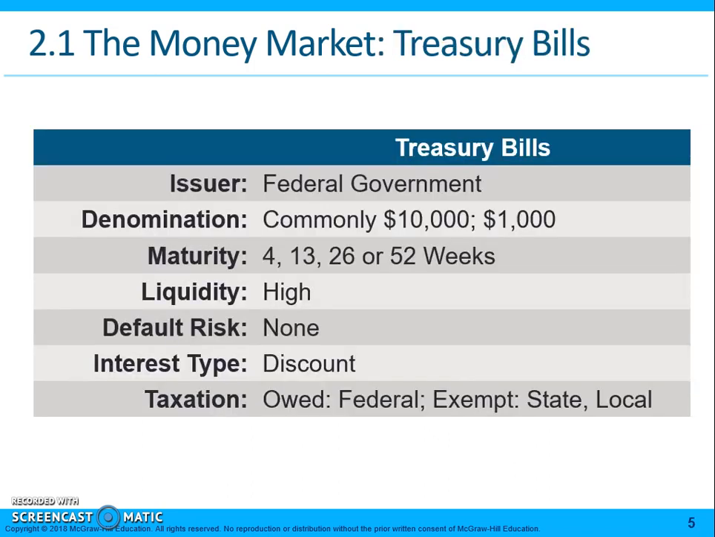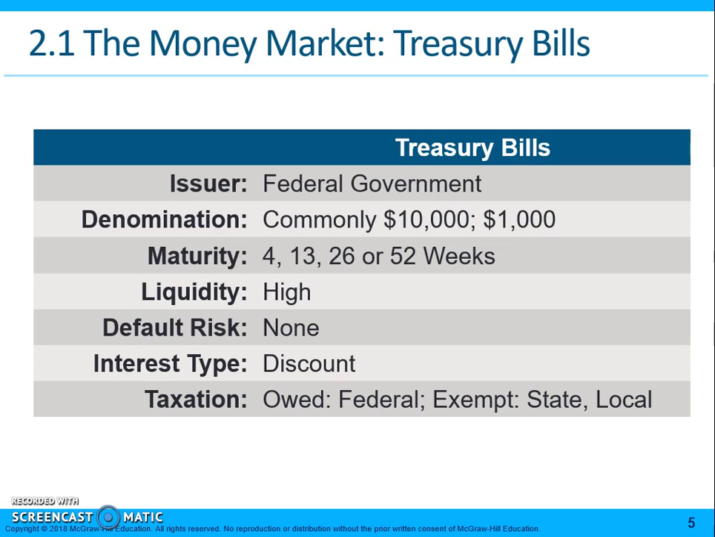Treasury bills are issued by the U.S. government. Denominations are commonly $10,000 with increments of $1,000. Maturities can be 4, 13, 26, or 52 weeks. Again, liquidity is very, very high. The cost of trading Treasury bills is very, very low. You can trade them with a dealer at a very low cost. You can also buy and sell them on treasury.gov as well. Again, very, very low costs associated with trading those securities.